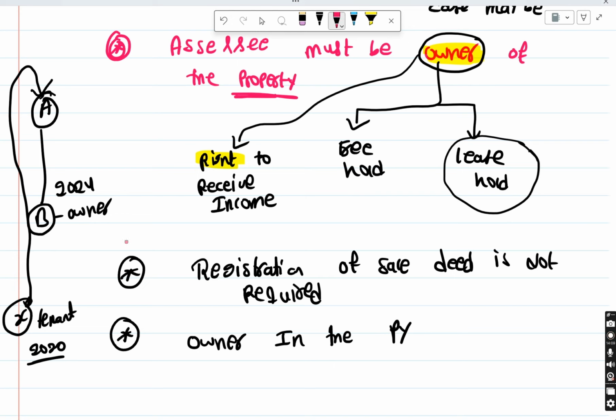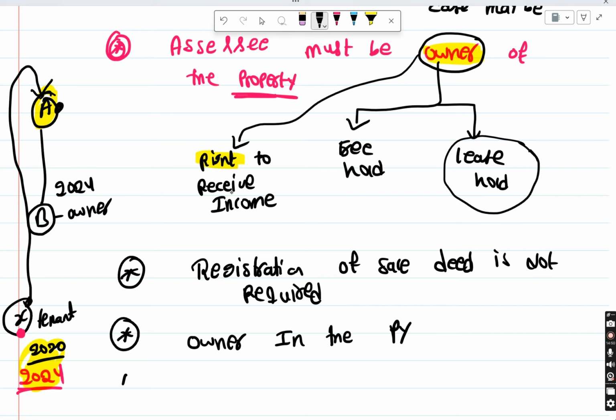But due to COVID, he did not pay any rent to A. Later X got money and paid it in 2024, right? But currently, is A the owner of that building? No, A does not have the building at all. So B became the owner of that property. We are receiving the rent, the income, but now A will say, I am not the owner, so it will not be taxed.